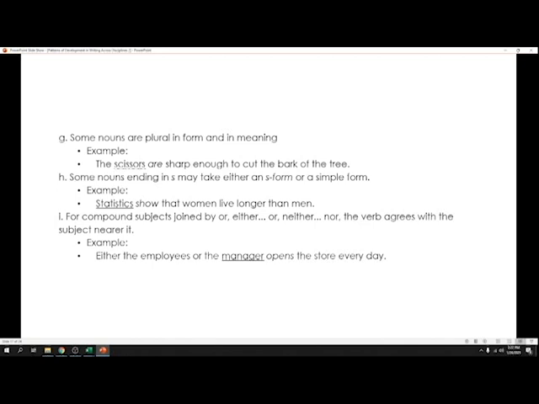Letter I, for compound subjects joined by or, either, or neither, nor, the verb agrees with the subject near it. So, sino yung pinakamalapit sa ating verb? For example, either the employees or the manager opens the store every day. So, ang employees natin and ang manager dito, these are the subjects. Pero, sino yung pinakamalapit sa ating verb? So, si manager. So, since si manager is singular, so, dapat ang ating verb ay singular.